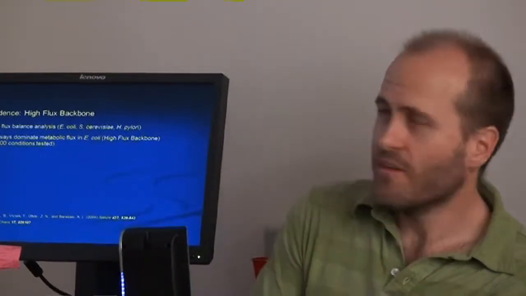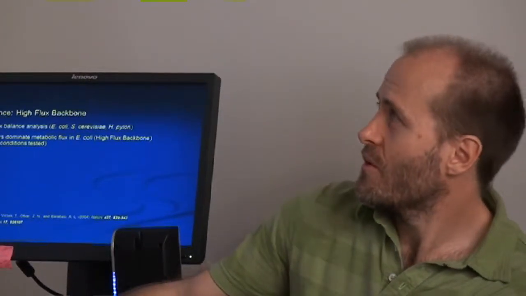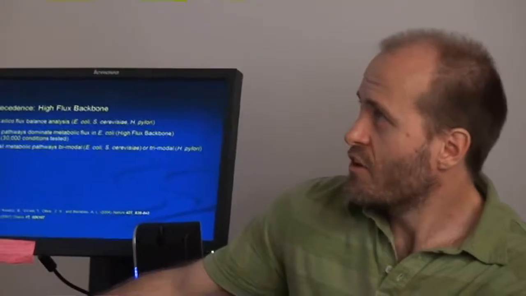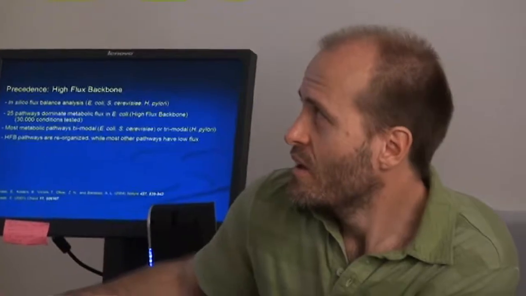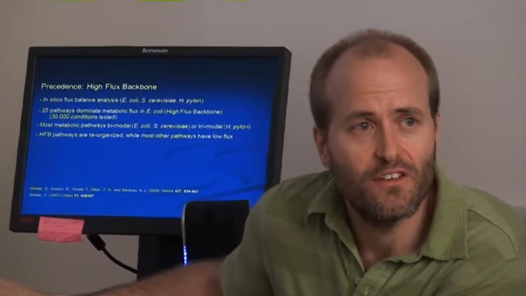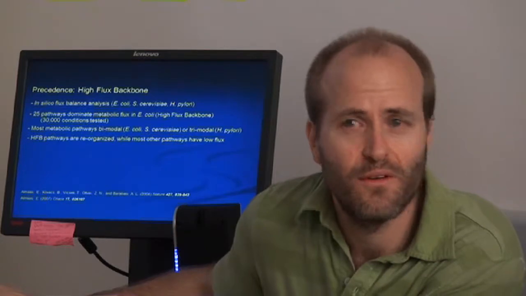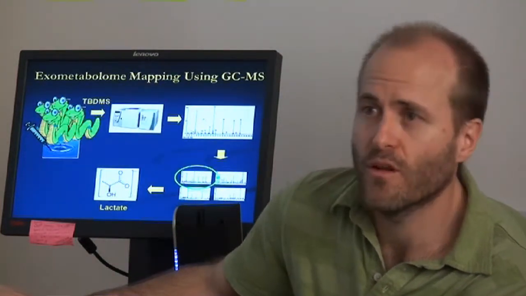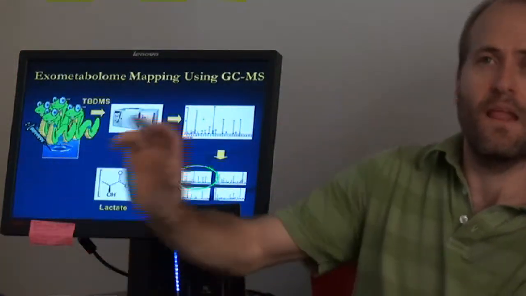What came out of those systems biology studies is that you test 30,000 different conditions, different concentrations of starting metabolites, different concentrations of feedstock, different knockouts, whatever. There are only 25 pathways that dominate metabolism. That's called the high flux backbone. And it turns out that most of those metabolic pathways are bimodal. They're either on or they're off. When you make a mutation, most of the changes happen in that high flux backbone. Very rarely are there changes in the low flux states.